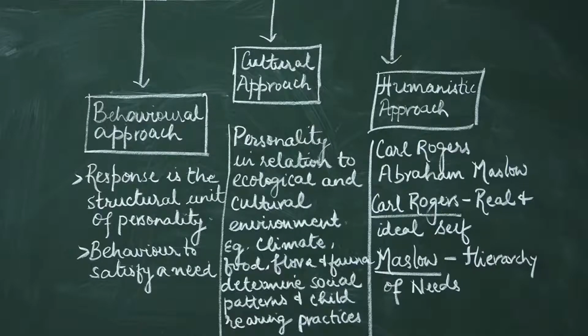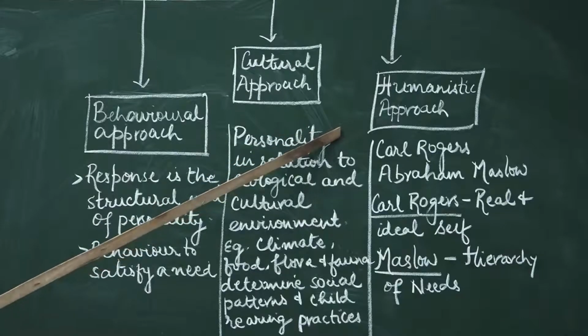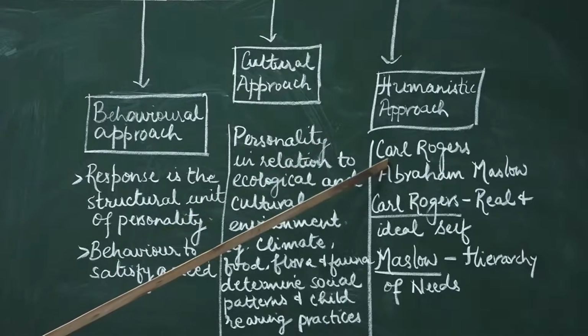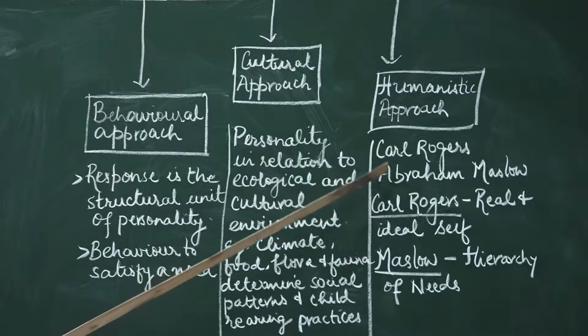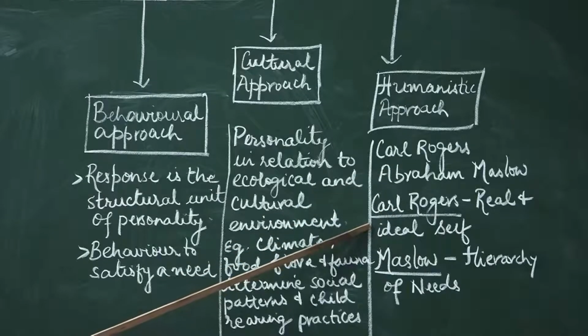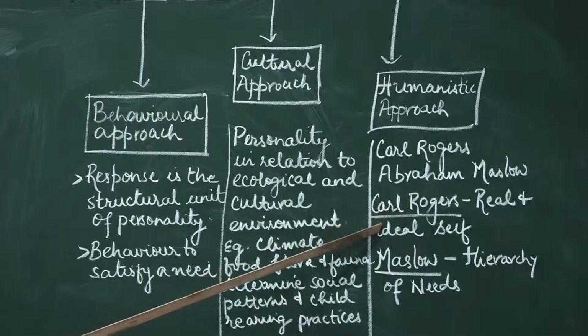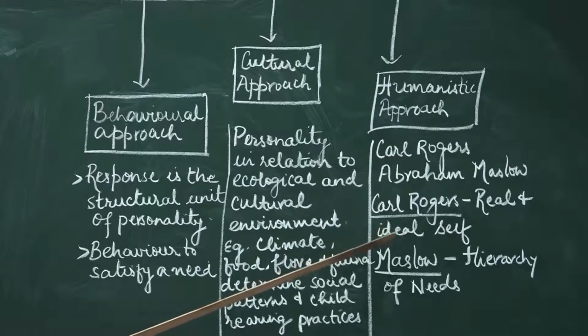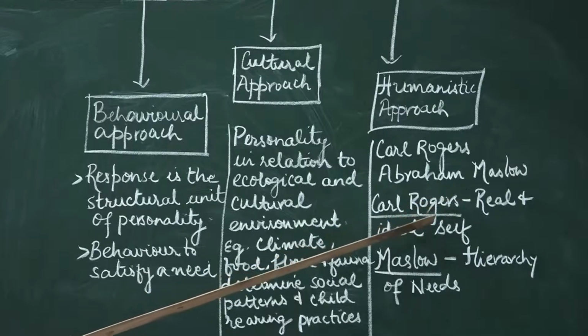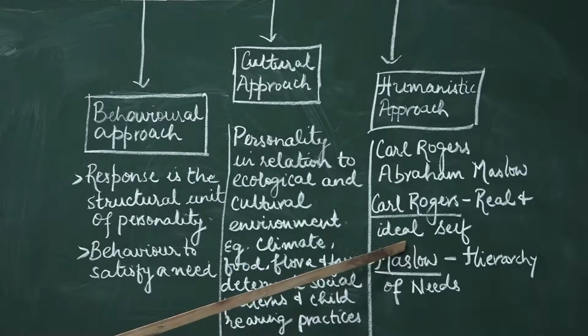Coming to the next approach, which is known as the humanistic approach. The humanistic approach was mainly developed by Carl Rogers and Abraham Maslow. Carl Rogers focused upon the relationship between real self and ideal self. He said that every individual is a fully functioning person, and people try to express their potential and talent to the fullest possible extent. Every person has a concept of real self and ideal self. When there is a correspondence or complete unison between the real self and ideal self, the person is generally happy. But if there is a difference between what you are and what you want to be, then it can lead to unhappiness and dissatisfaction.